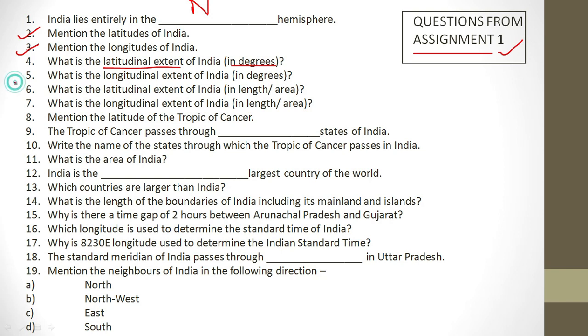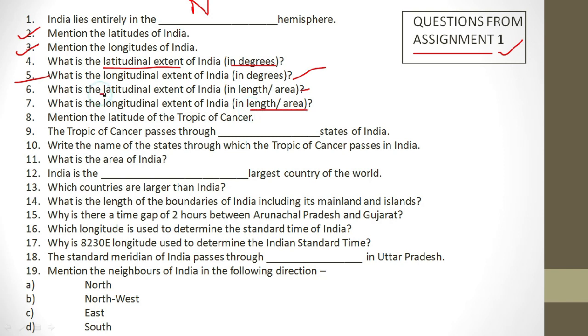Next question, question number 5 is what is the longitudinal extent of India in degrees? Again it is roughly 30 degrees. Sixth is what is the latitudinal extent of India in length or area? So it is 3214 kilometers.